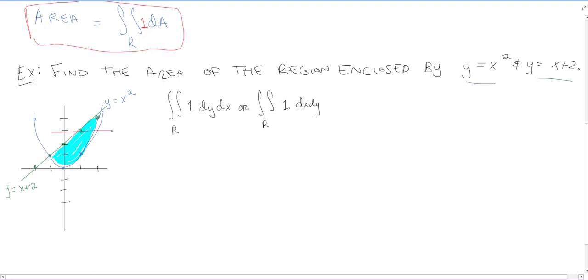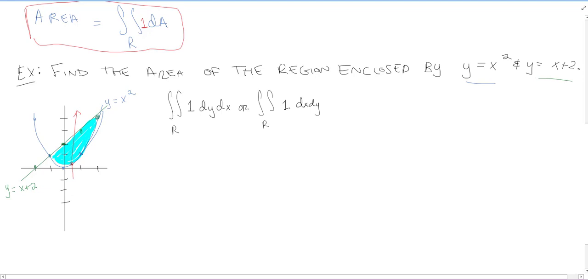I'm going to enter the region at the line and exit at the parabola. But if I just enter a little bit lower, if I'm down here, I'm going to enter the region at the parabola and then exit at the parabola. So I would actually have to split this region into two separate double integrals if I wanted to use horizontal cross sections. So I'm not going to use horizontal cross sections. I'm going to go ahead and use vertical cross sections.